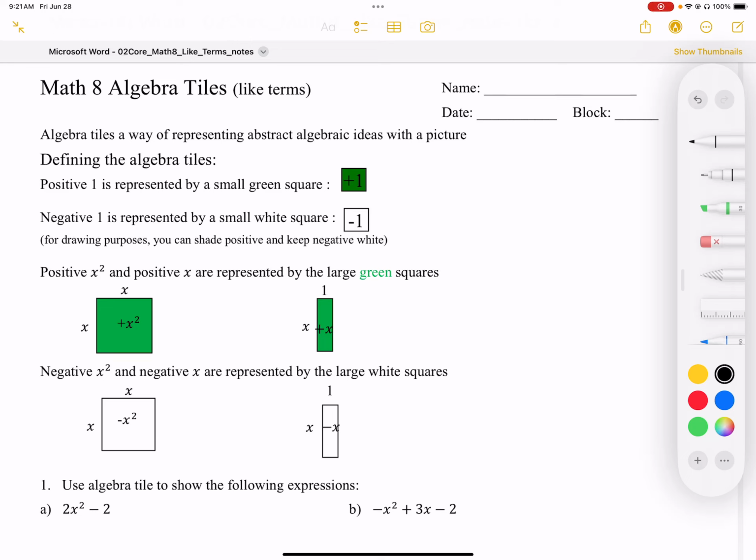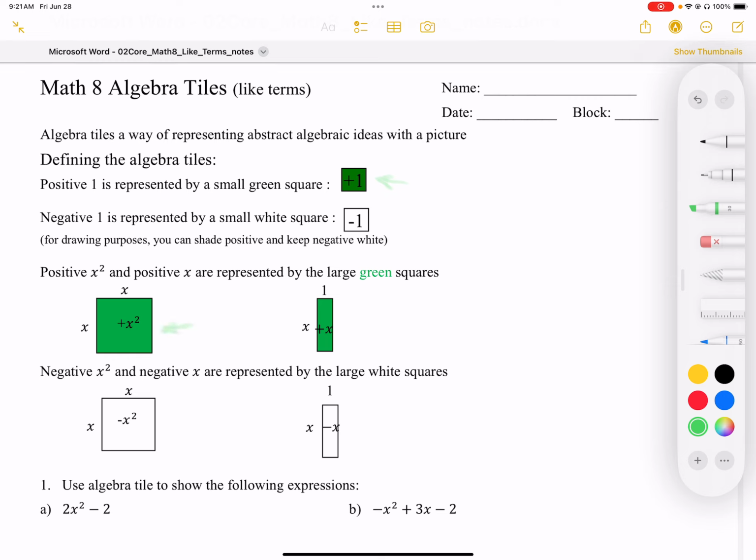We use algebra tiles to represent different things. Because algebra is essentially counting different things, or like terms, we need tiles that represent different things. Our small green tiles are going to be our +1 tiles, and the small white tiles are going to be the opposite, which is -1. Together they cancel out. These are called zero pairs when we group them together.